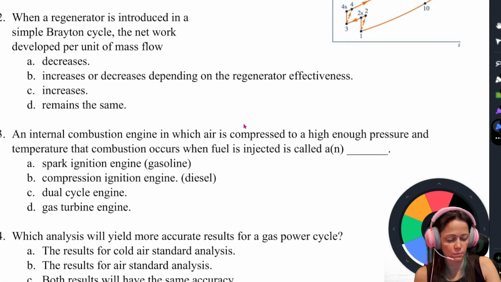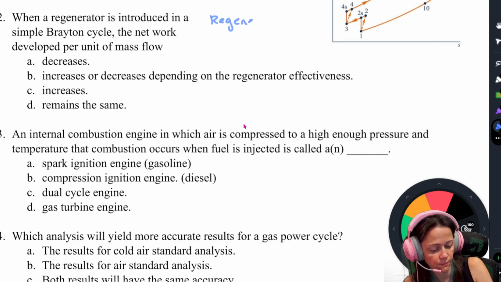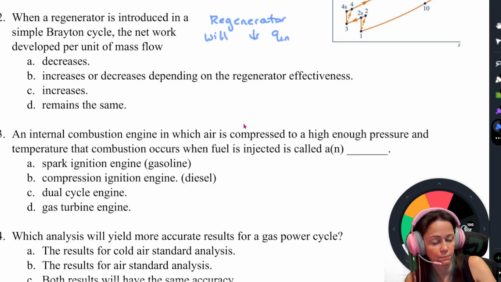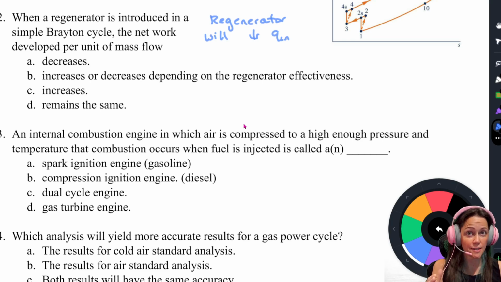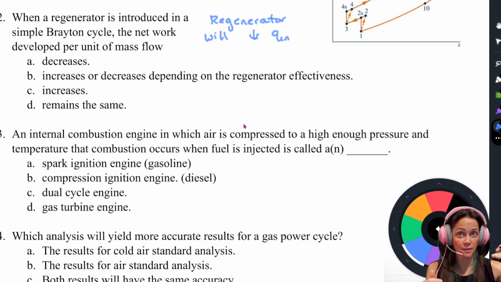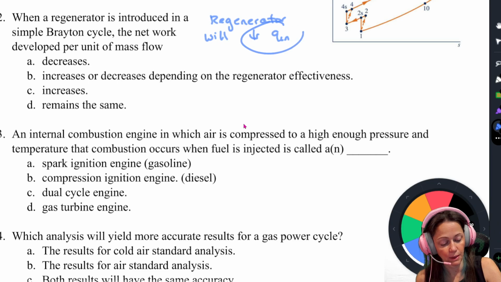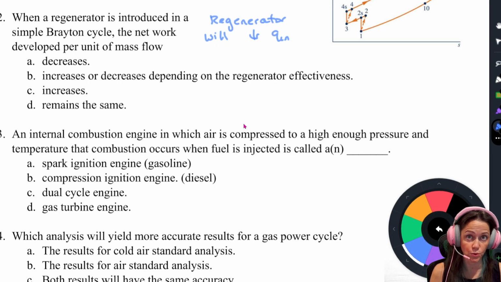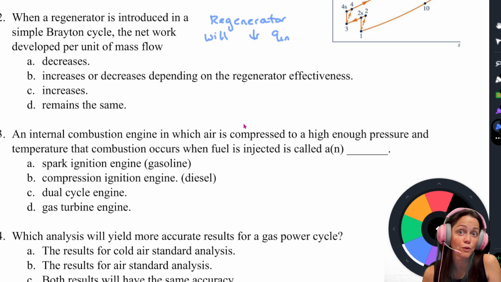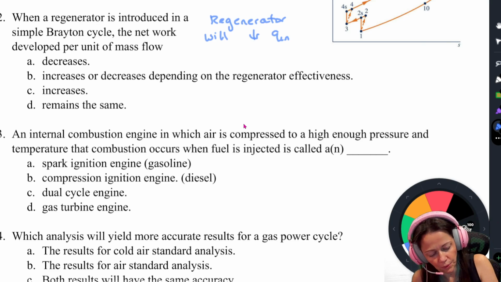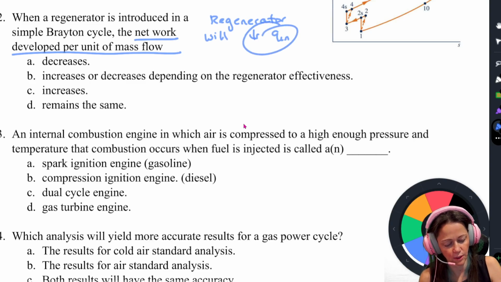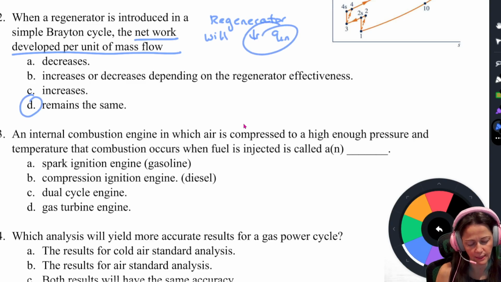When a regenerator is introduced, and remember, a regenerator will decrease the amount of QN because of where it's situated. It's situated such that some of the heat that would have been lost in the exhaust process is redirected back into the cycle to preheat that air before it goes into your combustion chamber. And so it's going to reduce the amount of heat that you actually have to add from some external source, right? Burning fuel. So it's not really going to affect the net work, it's affecting the QN. And so the answer here is it remains the same.